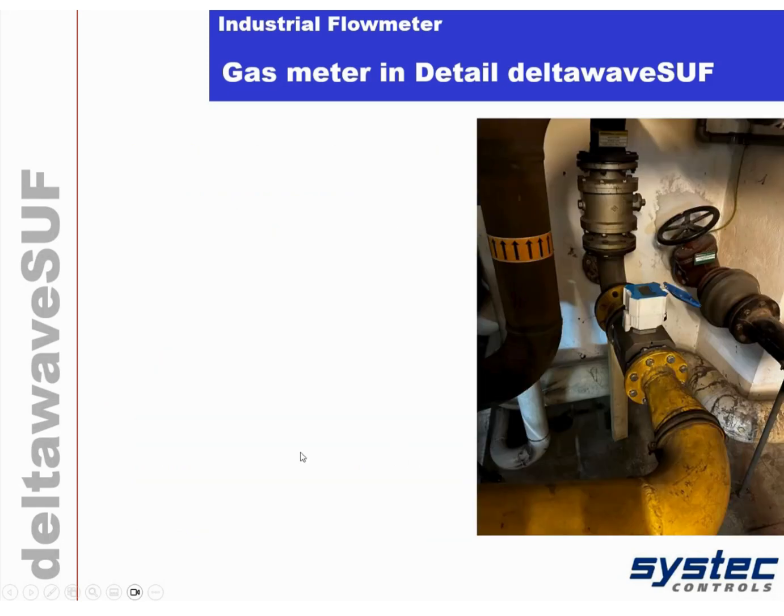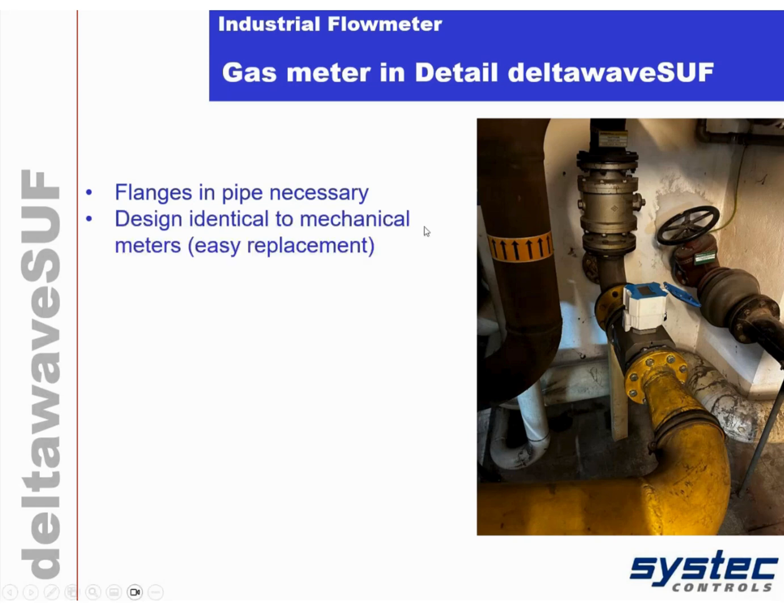Here you can see a typical application in the field. You need to flange it in, so you need to cut the pipe. This is the disadvantage compared with clamp-on. The design of our meter is pretty much the same as for mechanical flow meters. So typical mechanical flow meters are quantometers or turbines, and the dimension is adapted to their standard sizes. So for the smaller diameters, it's 241 millimeter, I believe, and this exactly fits to standardized turbines for gas applications. So easy replacement.